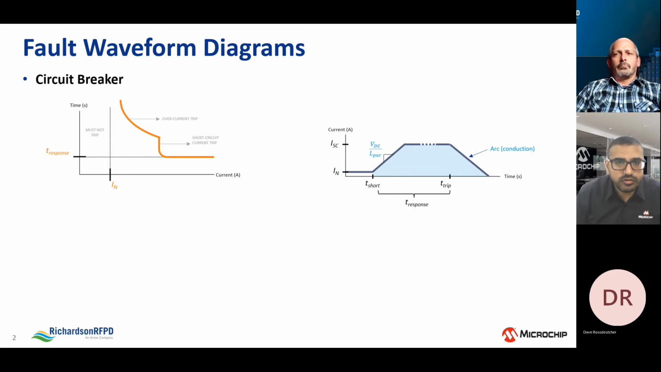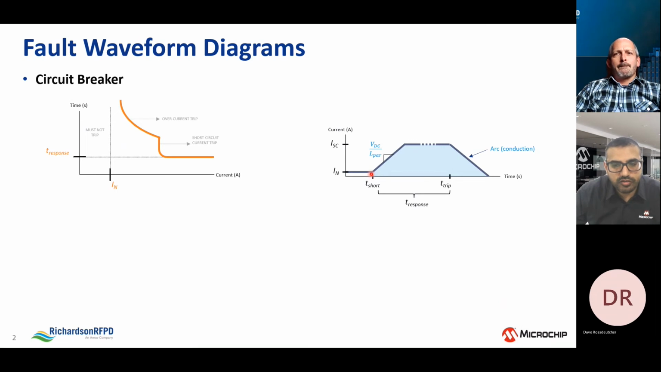So first, if you consider a thermal magnetic circuit breaker, the graph on the left shows an illustration of its characteristics. The higher the fault current, the faster the response time. The graph on the right shows how it behaves under a fault condition, showing the current versus time. A fault is injected, and you see this in the waveform.